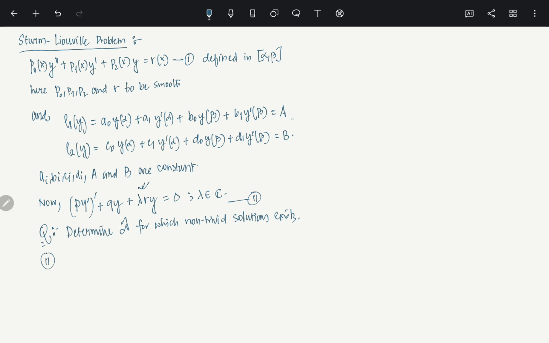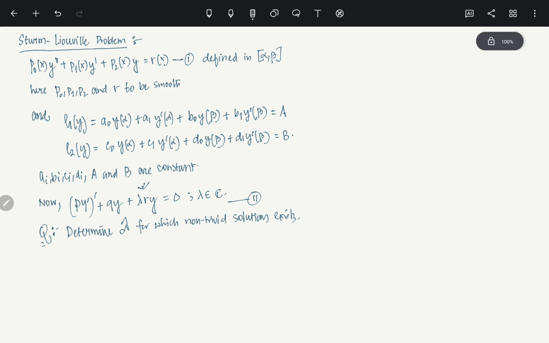I should introduce the problem properly. Okay, so you got the idea. Essentially, this is the equation, and for this equation you have to find the lambdas for which non-trivial solutions exist.